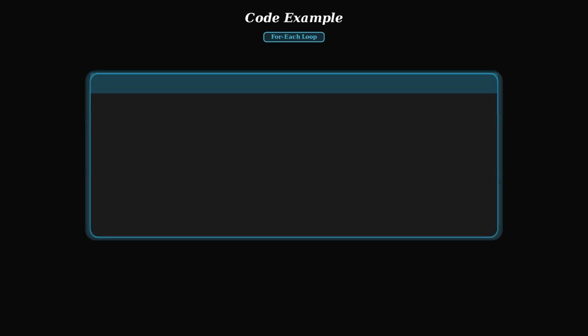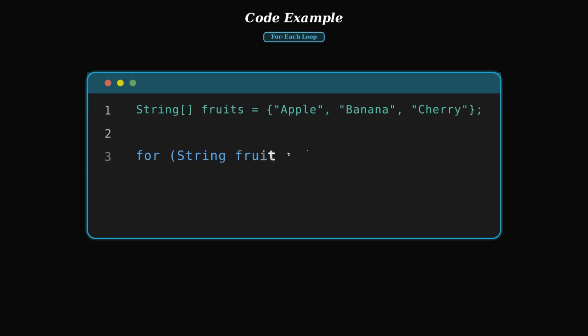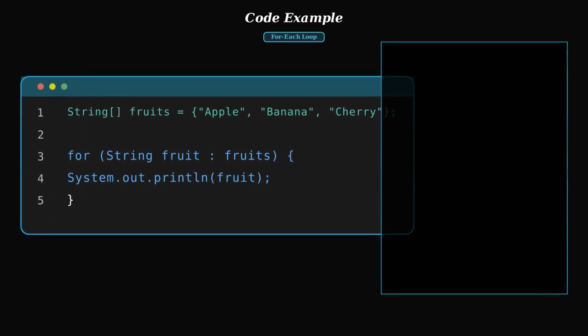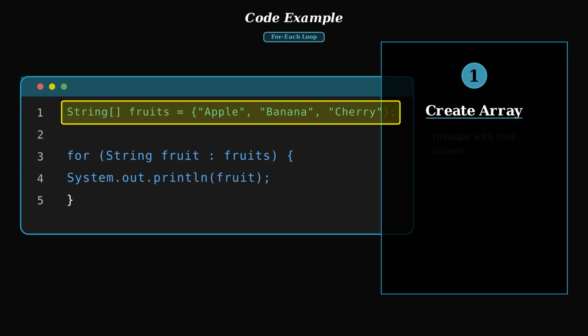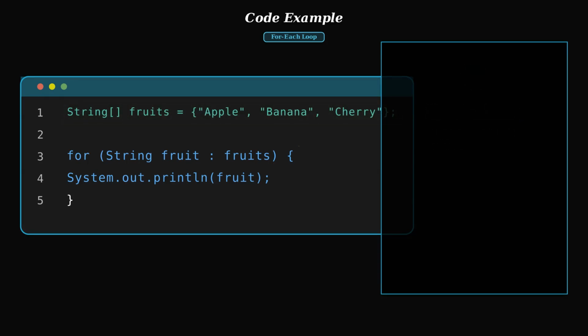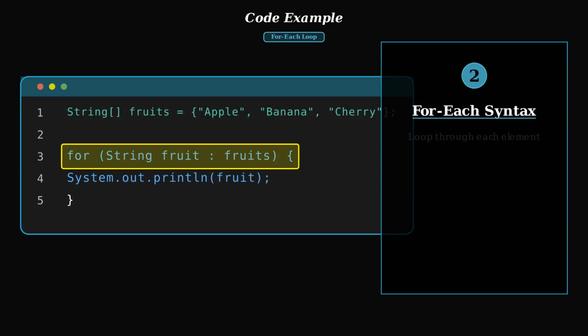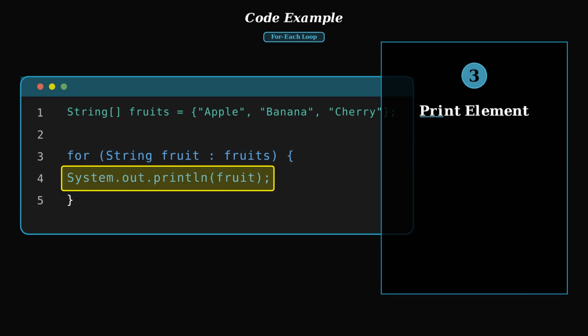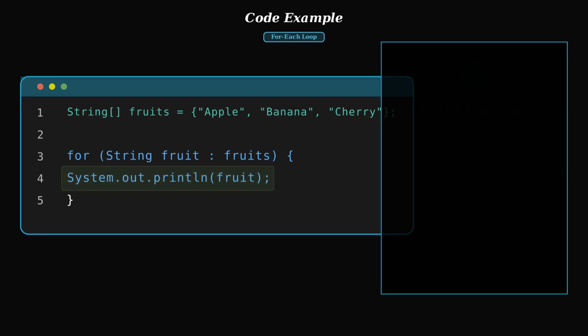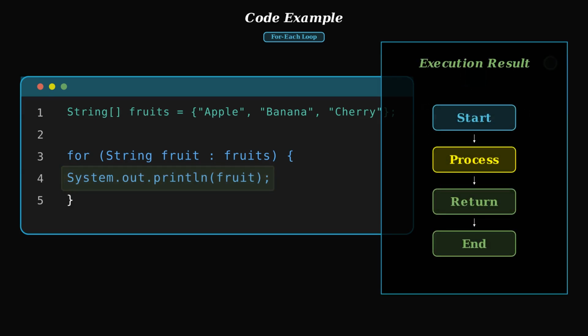Let's see how to implement for each loop in code. Here is the implementation. Create array. Initialize with fruit names. For each syntax. Loop through each element. Print element. Display current fruit. Now let's see the output of this code.